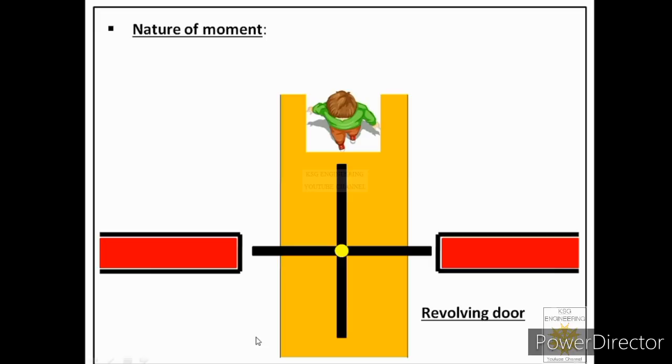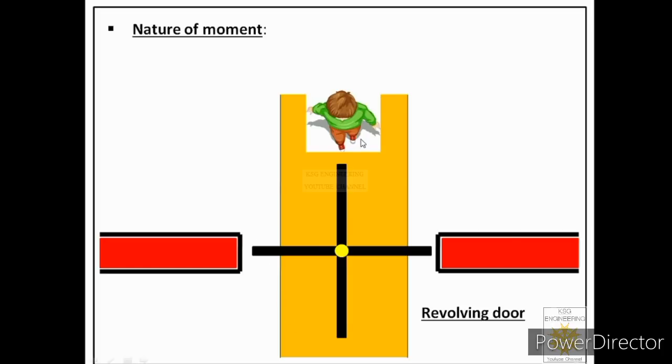Now we will discuss the nature of moment. Over here we are taking one example, the example of a revolving door. This figure is the top view of the situation when a person wants to go to the other side of the door.